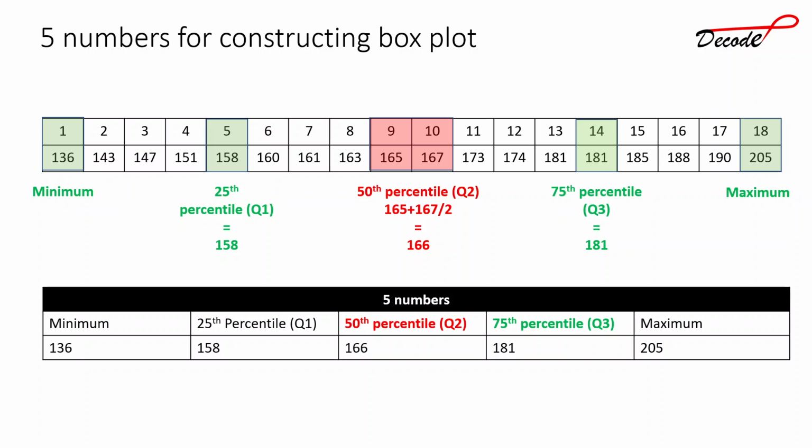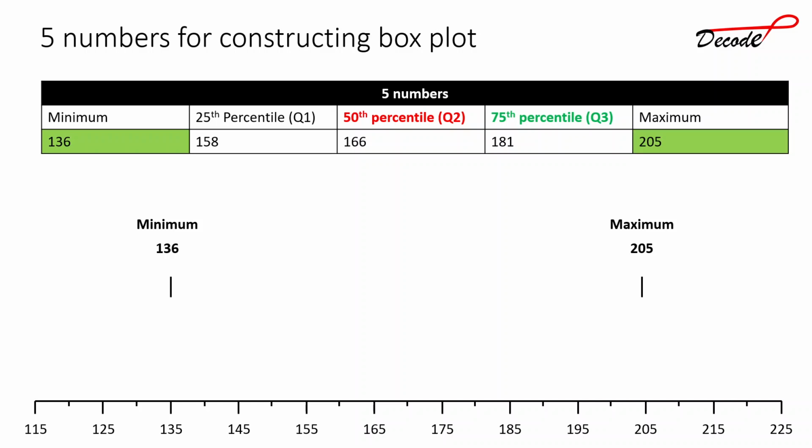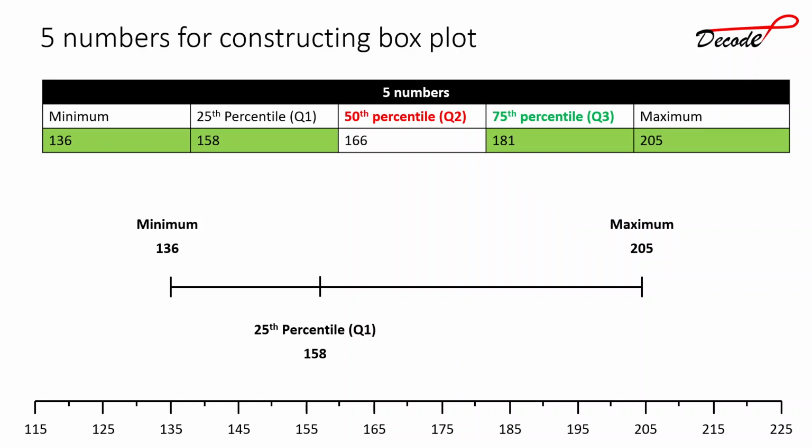So we have all the information for constructing the box plot, that is the 5 numbers: minimum, maximum, 25th percentile Q1, 50th percentile Q2, 75th percentile Q3. With the help of these numbers, we will construct the box plot. First we will mark the minimum, next we will mark the maximum number, that is 205. So these will form the range of values we will get through this box plot. Then we will get 158, that is at Q1, and 181 at Q3.